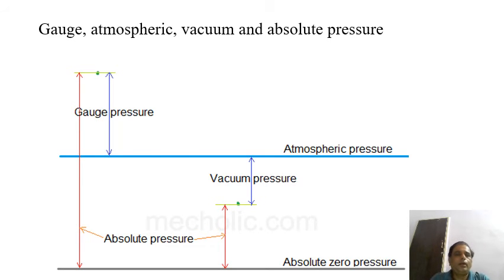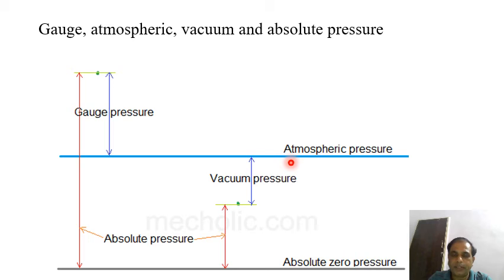In this slide, I am going to discuss different pressure terminologies like gauge pressure, atmospheric pressure, vacuum, and absolute pressure. This line indicates atmospheric pressure. And this is a point that is called gauge pressure, and this is called vacuum pressure. Gauge pressure and vacuum pressure are defined with reference to the atmospheric pressure.